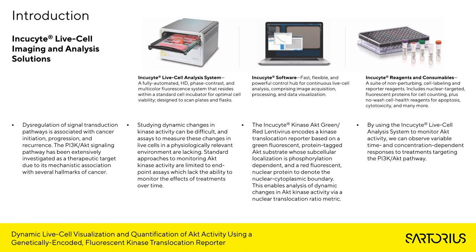Standard approaches to monitoring AKT kinase activity are limited to endpoint assays, which lack the ability to monitor the effects of treatments over time. The IncuCyte kinase AKT green-red lentivirus reagent encodes a kinase translocation reporter based on a green fluorescent protein-tagged AKT substrate whose subcellular localization is phosphorylation dependent, and a red fluorescent nuclear protein to denote the nuclear cytoplasmic boundary. This enables analysis of dynamic changes in AKT kinase activity via a nuclear translocation ratio metric.